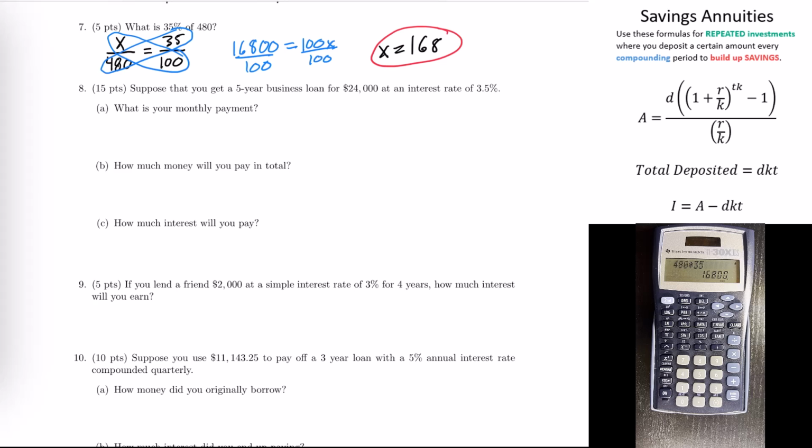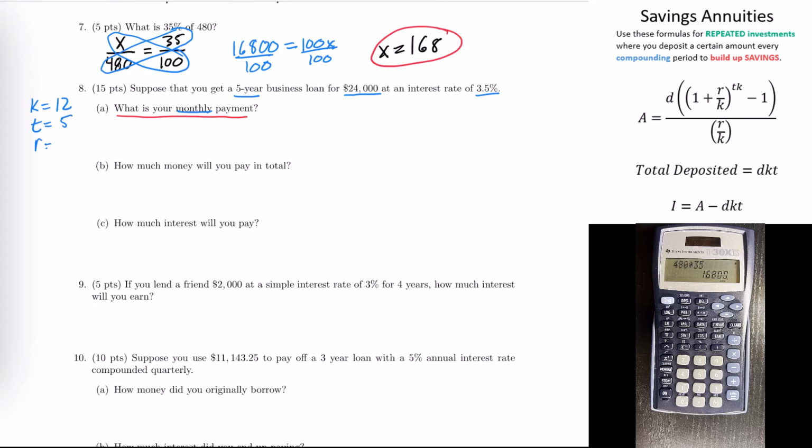On question 8, it says, suppose you get a 5-year business loan for $24,000 at an interest rate of 3.5%, and the question is what is your monthly payment? And notice that it's a monthly payment, which is going to tell us that K equals 12. And then we can also find our other variables where T is 5.